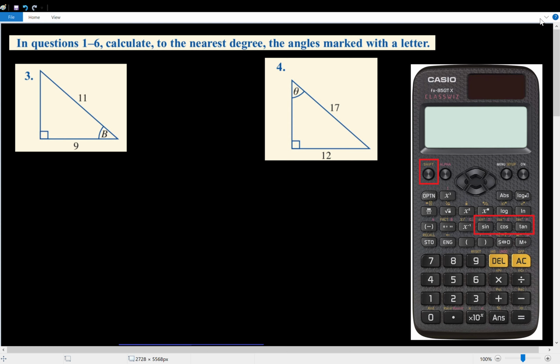This is questions 3 and 4 from exercise 4.2 in Project Maths 3A. In the questions we have to calculate to the nearest degree the angles marked with a letter. So we'll look at question 3 first.